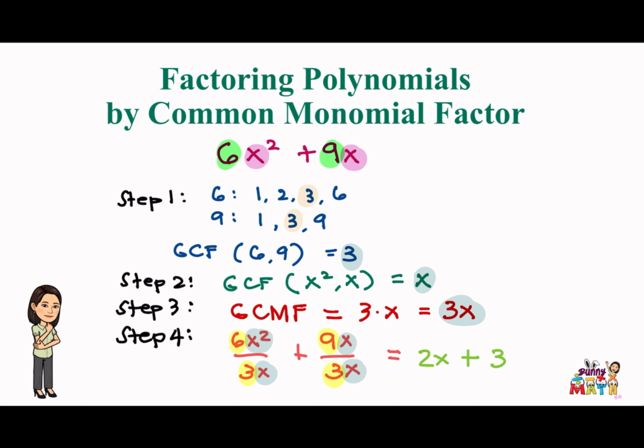Kaya ang factored form ng 6x squared plus 9x is equal to the GCMF, which is 3x, times the quotient after dividing the polynomial by GCMF, and that is 2x plus 3. We multiply the GCMF by the resulting quotient of the polynomial, and this gives us the factors of our given polynomial. Got it? Alright, now let's tackle another example para mas lalong ma-master ang concept na ito.